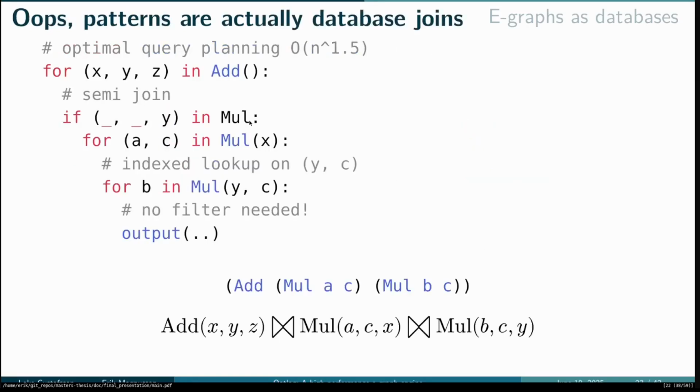Yes, so this here is actually a semi-join, and this is actually an index filter, and we don't need to do some extra filtering at the end, since we do it right here. And so the original query is just kind of this join.